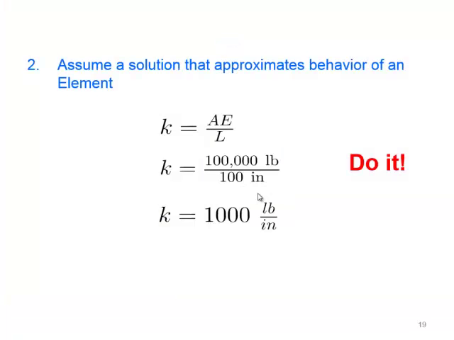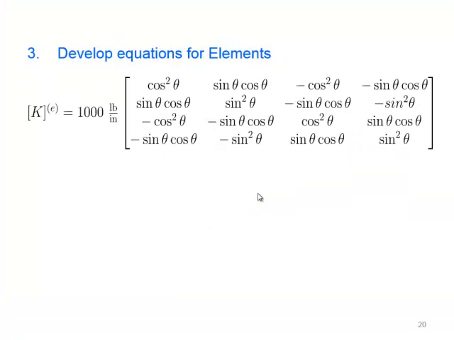We got our 1,000. So we're going to develop the equations for our elements. We got to the point where we took the transformation matrix, multiplied times the stiffness matrix, times the inverse of the transformation matrix, and it gave us this. This is the global coordinate system version of our stiffness matrix.